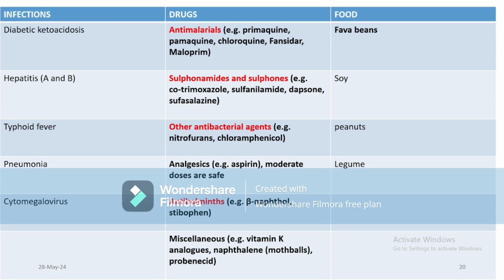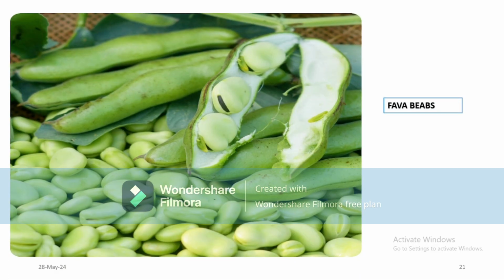Fava beans, which are well known to trigger hemolysis in G6PD deficiency. Don't even venture. Fava beans, don't venture if you're G6PD deficient. Soy, peanut, legume, all these can also cause it, but the most important one is the fava beans, okay? So this is the fava beans I'm talking about, okay? If you're G6PD deficient, don't go there, because it is one of the common food substances that trigger hemolytic episodes in G6PD deficiency.